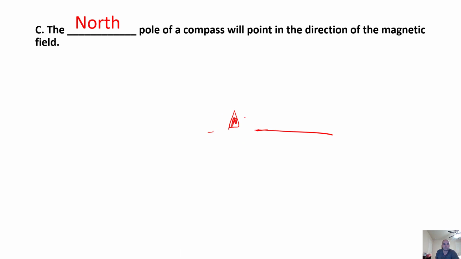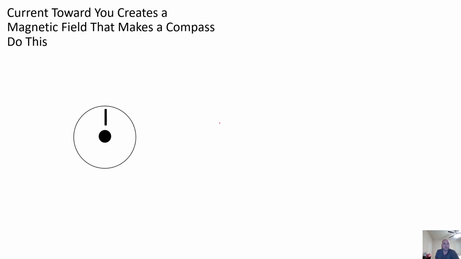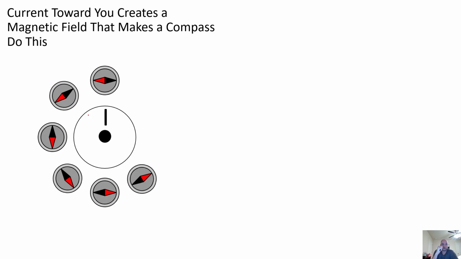This would tell me enough. So current towards you creates a magnetic field that makes the compass do this. And depending on where you look around that wire, so this is current coming towards you, just hold your hand, look at the tip of your thumb facing towards you, and look at the curl of your hand. It's going all the way around just like that.